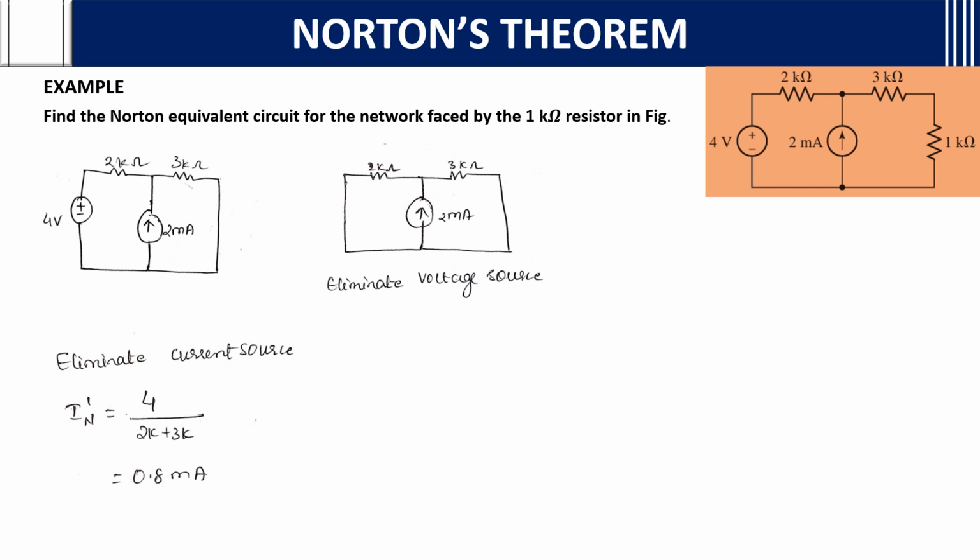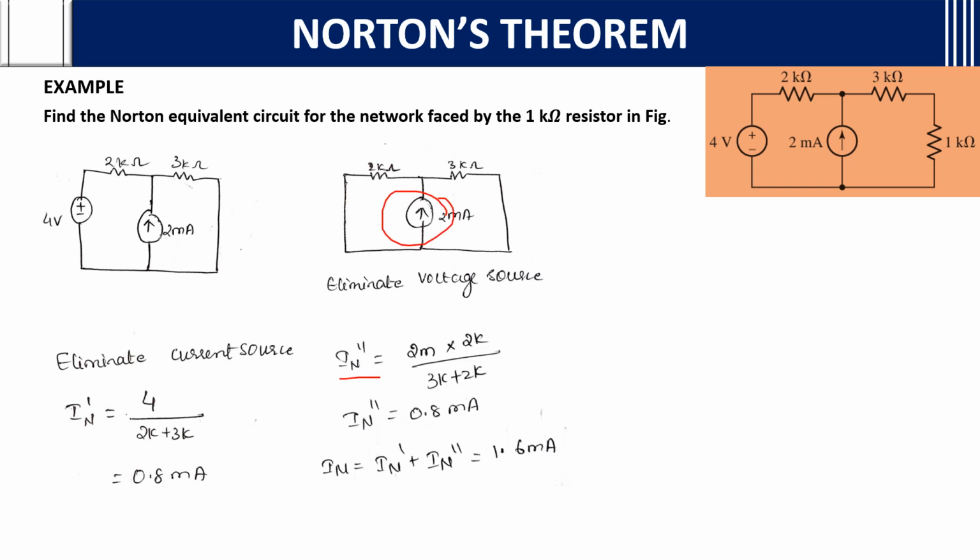So if you want that, then we use the current divider rule. IN double dash is equal to the total current, 2 milliamperes, into, you will multiply the opposite resistance for the current divider rule, into 2k by 3k plus 2k. You will get IN double dash as 0.8 milliamperes. For getting total IN, by the current source and the voltage source separately, you will get 0.8 plus 0.8, that is 1.6 milliamperes.